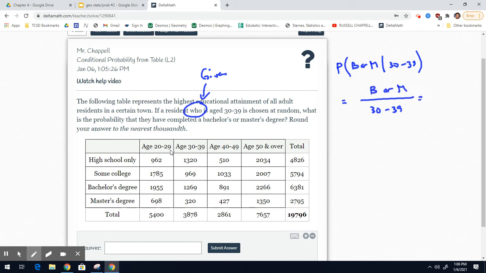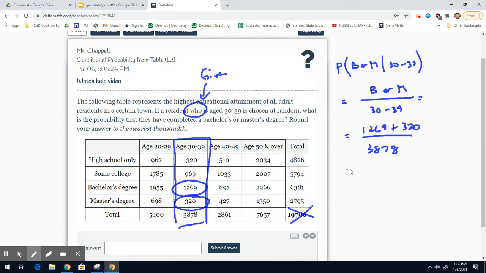So let's go ahead and look at only this column, the 30 to 39-year-olds. We are never going to look at the grand total here. So the bottom number here is going to be 3,878. And of these 30 to 39-year-olds, how many have completed a bachelor's or a master's? Bachelor's or a master's. Add those together. 1,269 plus 320. Dinky calculator time.